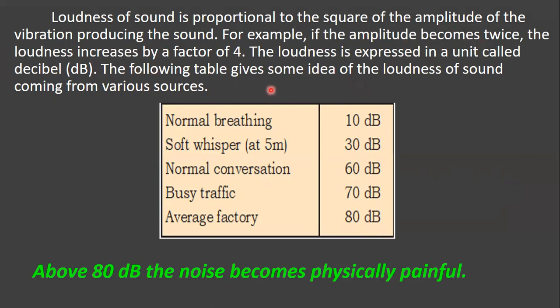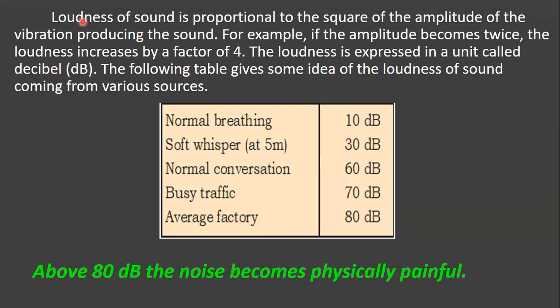And here the table gives some idea of the loudness of the sound coming from various sources. Normal breathing is 10 decibel. Soft whisper at 5 meter is 30 decibel. Normal conversation is 60 decibel. Busy traffic is 70 decibel. Average factory is 80 decibel. Now, above 80 decibel, the noise becomes physically painful to our ears.